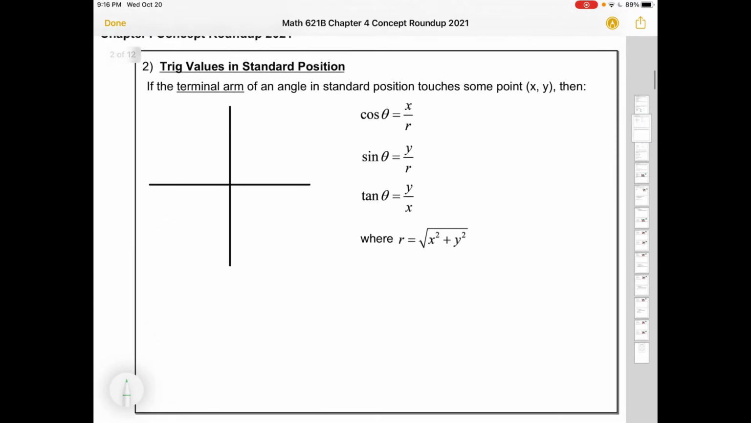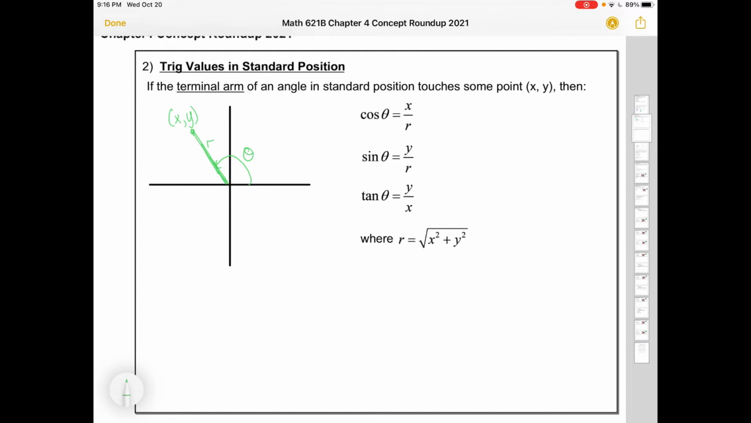Next thing to talk about is something that was in 521B. It's trig values in standard position. So if you have some angle like this, and there's some point (x, y) on it, and you've got an angle in standard position like this, theta, we're going to define the cosine to be x over this distance here, which we call r, or the radius.